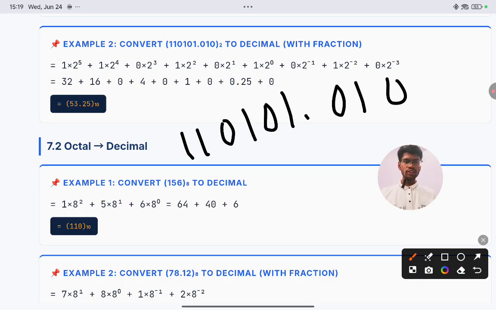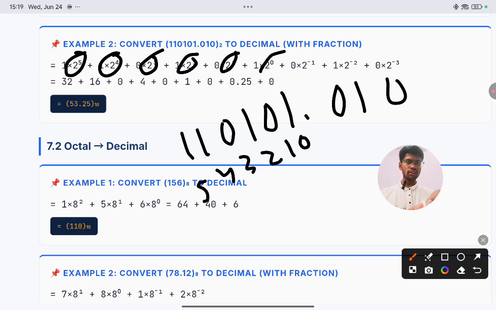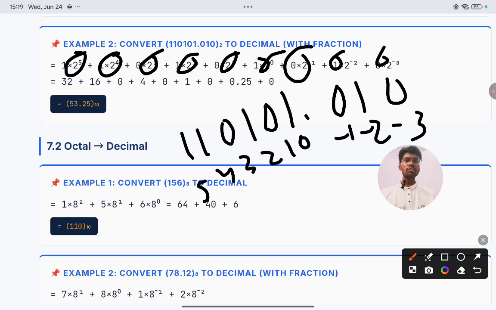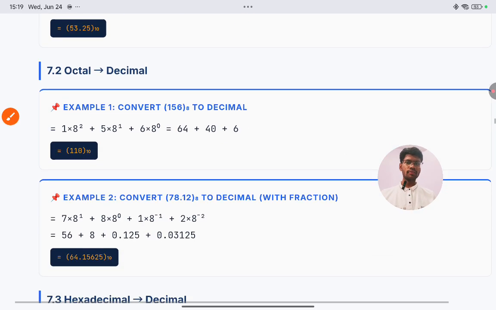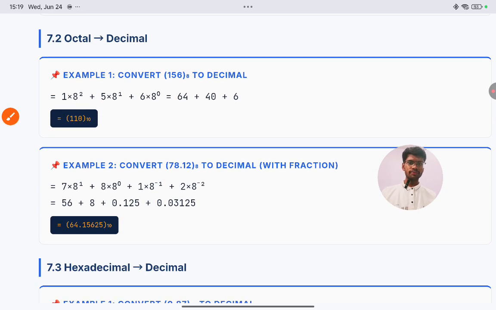110101.010. This is position 0. This is 1 position, this is 2, this is 3, this is 4, this is 5. Accordingly we are doing all these things. After the dot, this is minus 1, minus 2, minus 3. Multiply with 2 because we are converting from binary to decimal. Multiply this, then add all these things. Done.